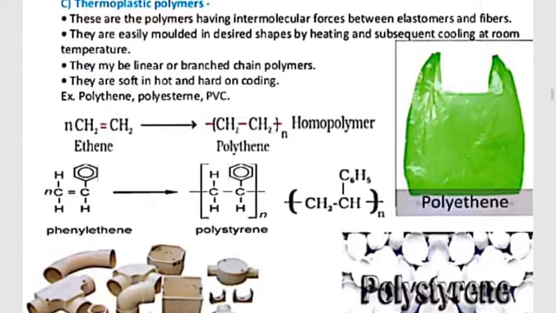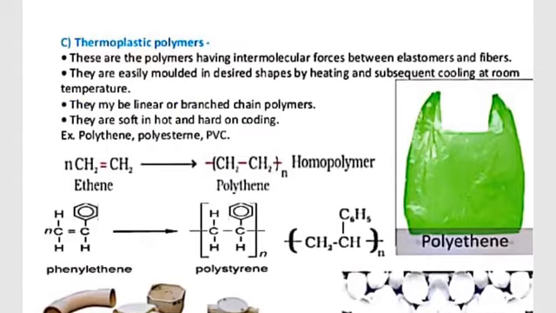Now the third category is thermoplastic polymer. Thermo means heat. Plastic means they can be molded on heating. So these are polymers having intermolecular force between elastomer and fiber. They are easily molded into the desired shape by heating. So when you heat, it will melt. You may give it any shape, leave it for some time, let it cool, and it will become hard.